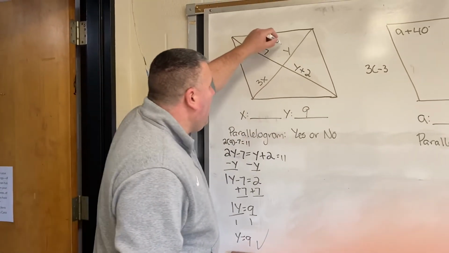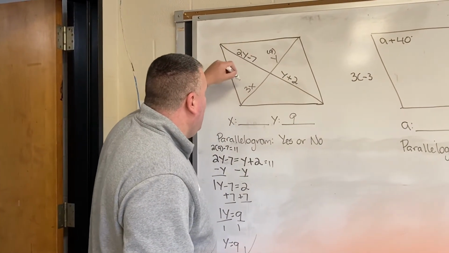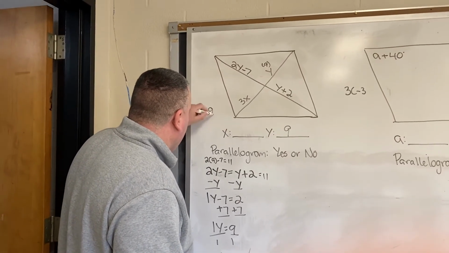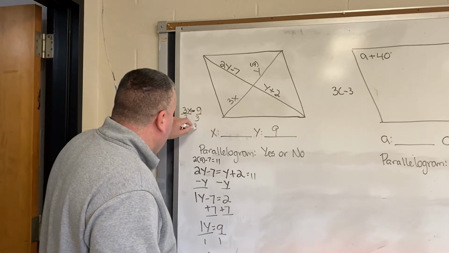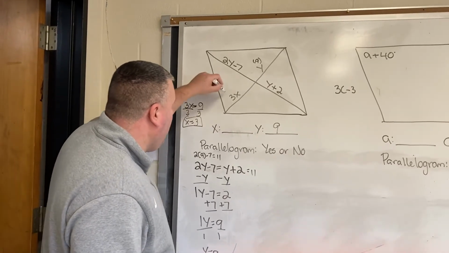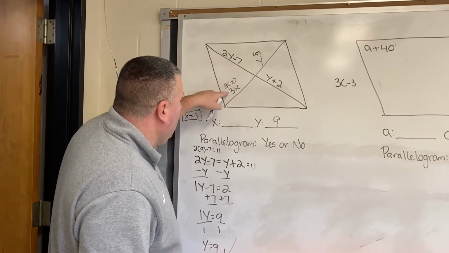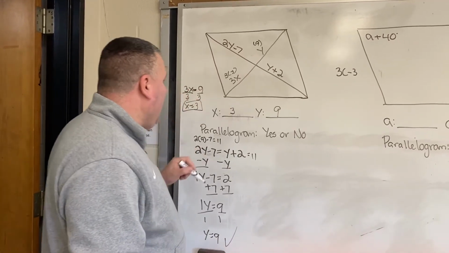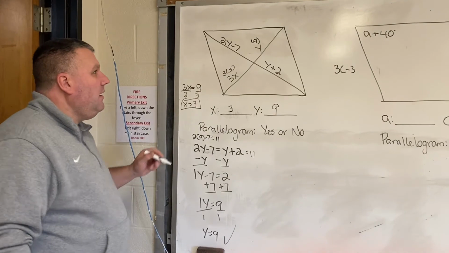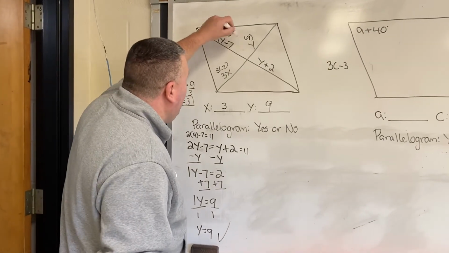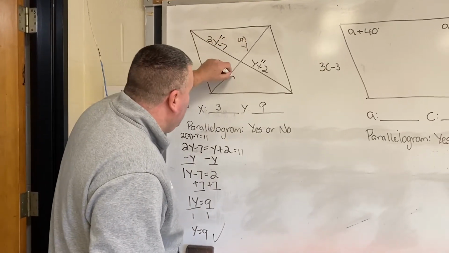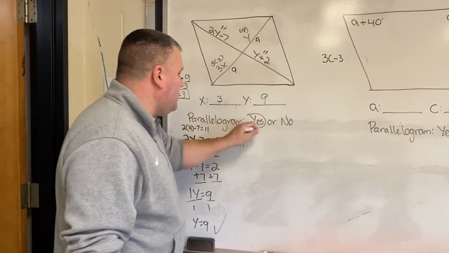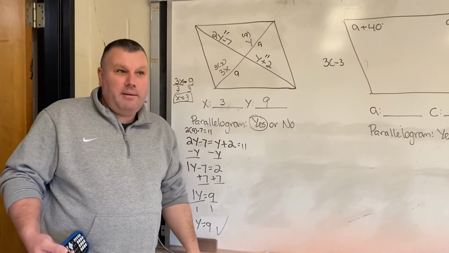So now I'm going to come back over here and plug this in. So we have 3x is equal to 9. Divide both sides by 3. X is equal to 3. Let's plug that in. 3 times 3 is 9, which is equal to this side over here. So x is 3, y is 9. Do these intersect? So this is 11, this is 11, this is 9, this is 9. They do bisect each other, so yes, this is a parallelogram.